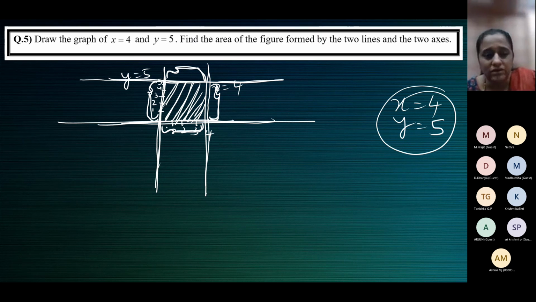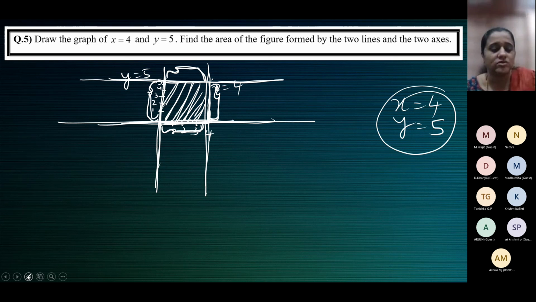And how much is the area? From here to here is 4 units. From here to here it's 5 units. So it's a rectangle. The area of the rectangle is L into B, 4 into 5, 20 square units.